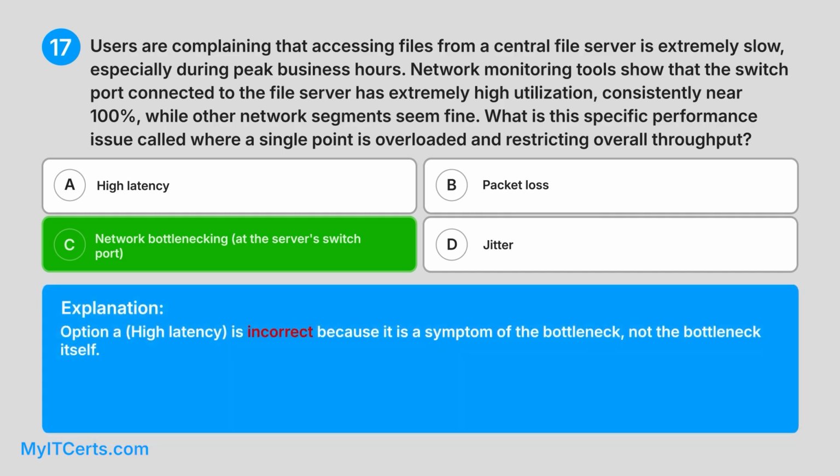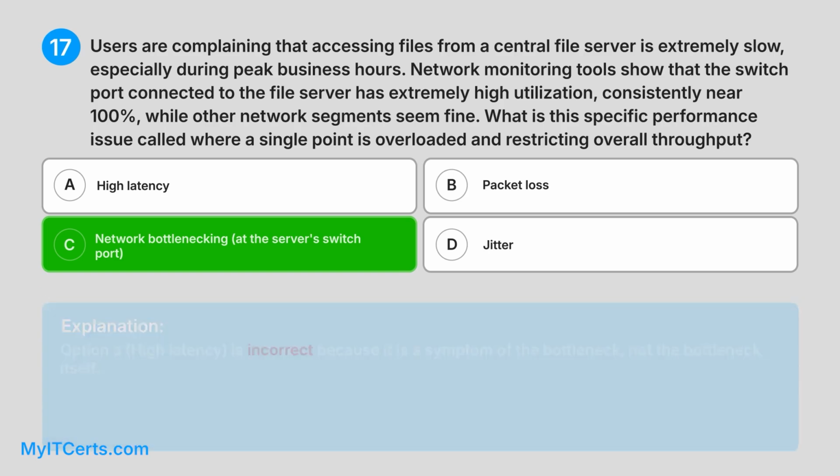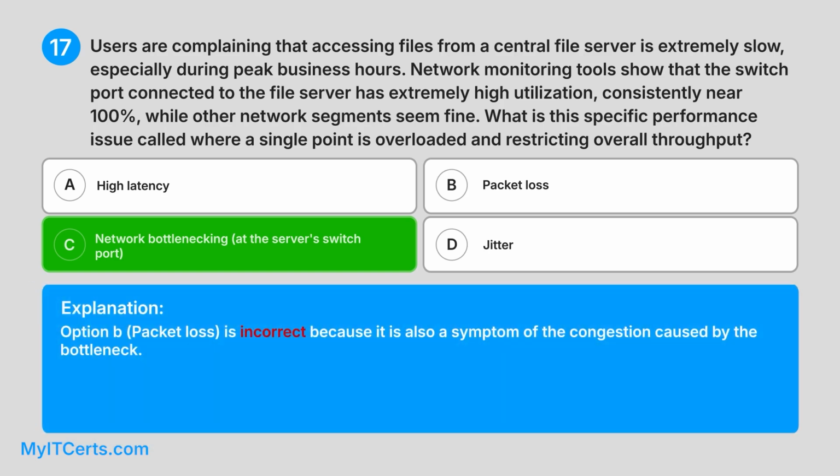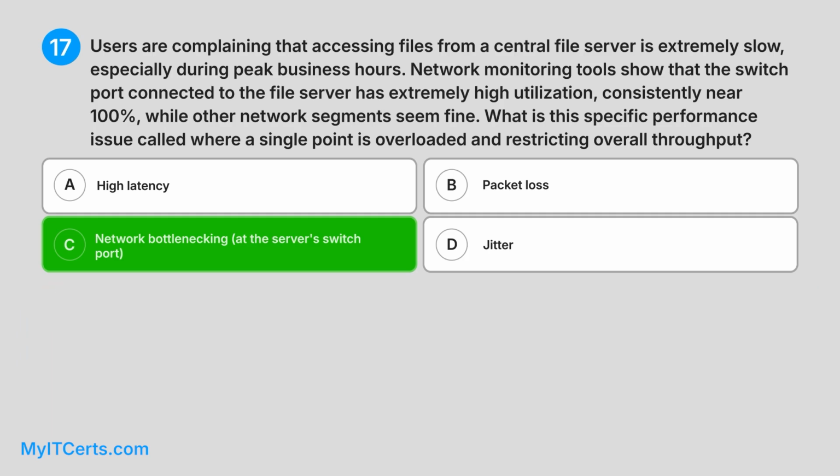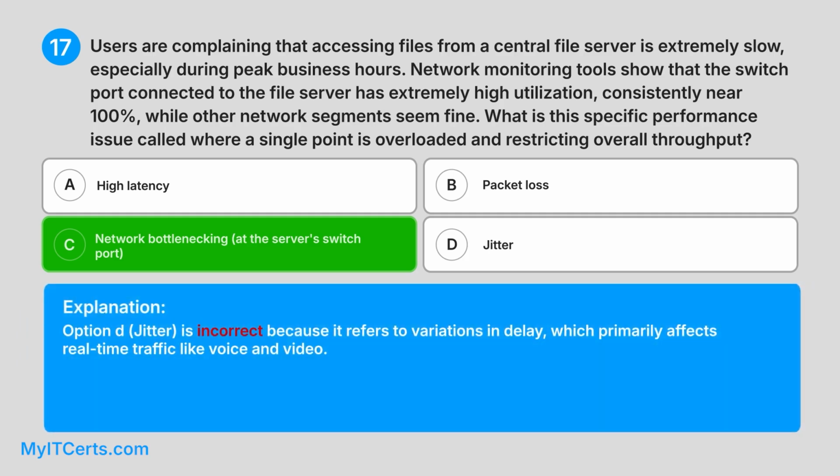Option A, high latency, is incorrect because it is a symptom of the bottleneck, not the bottleneck itself. Option B, packet loss, is incorrect because it is also a symptom of the congestion caused by the bottleneck. Option D, jitter, is incorrect because it refers to variations in delay, which primarily affects real-time traffic like voice and video.